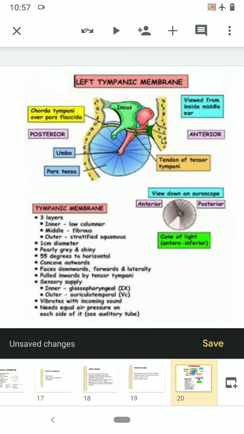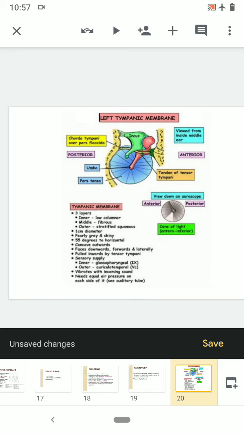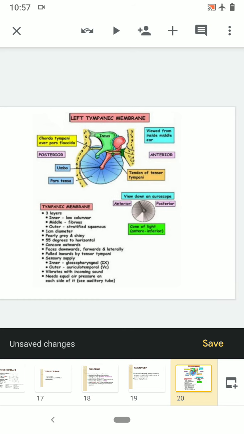And remember that the tympanic membrane is made up of 3 layers also. So we will be coming to the layers of the tympanic membrane. This is just showing you the incus and the malleus, and the handle of malleus, how it is attached, and the cone of light also.